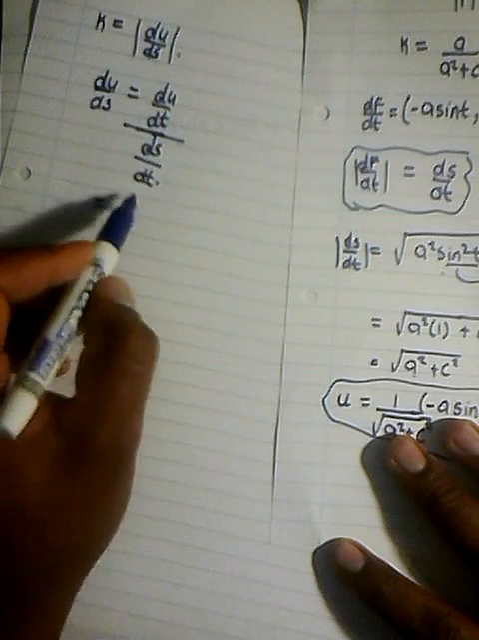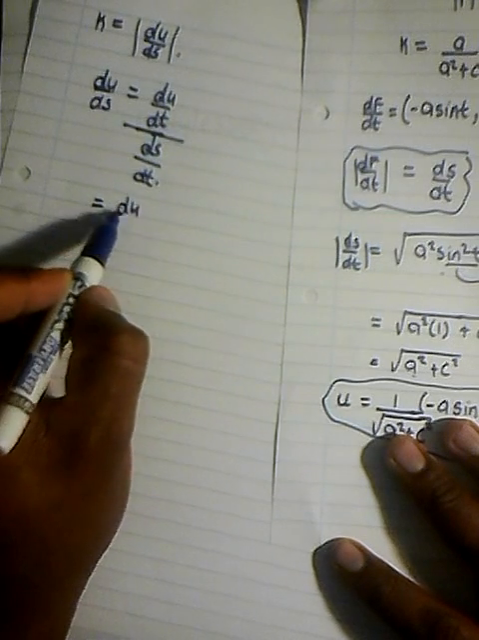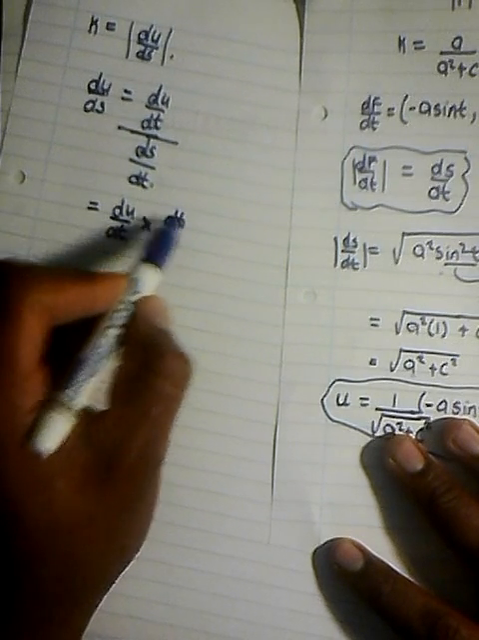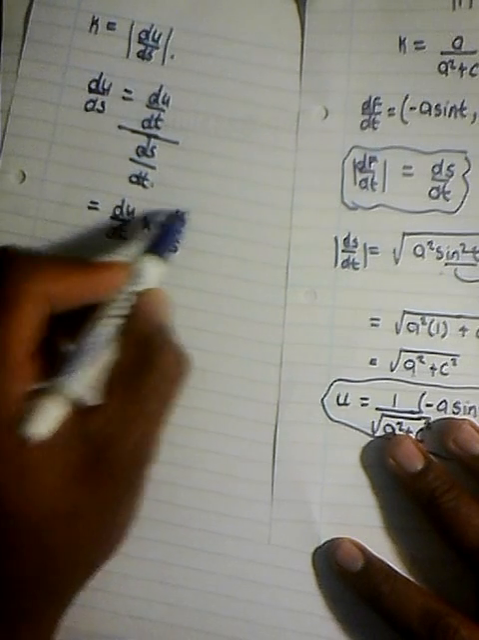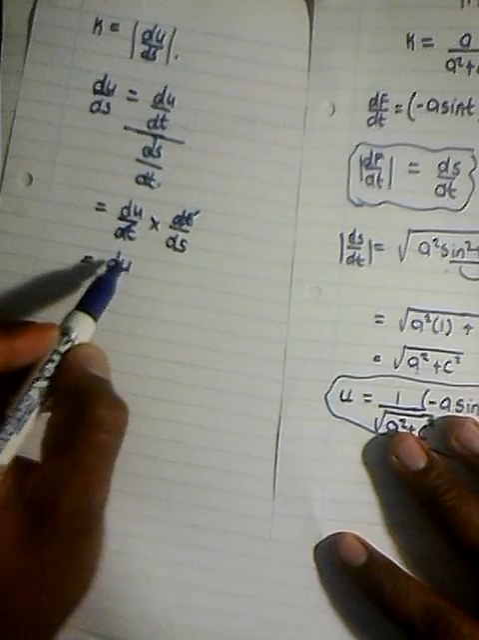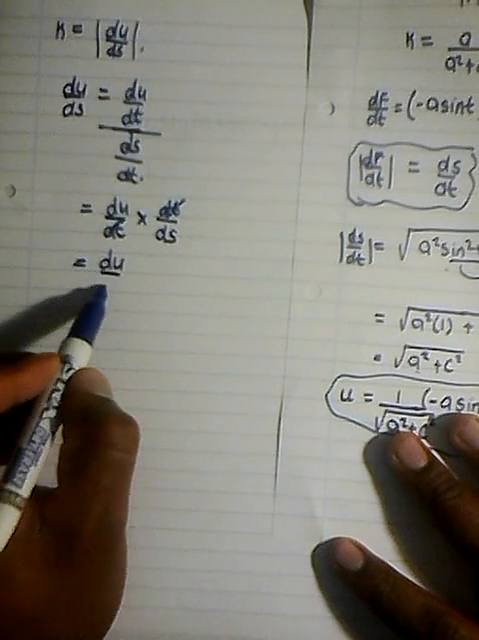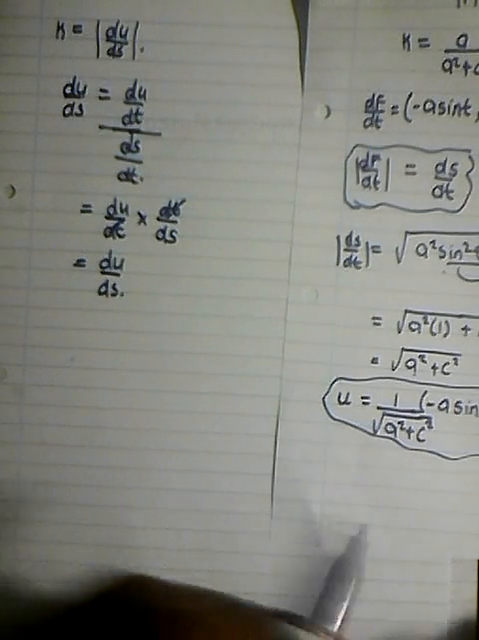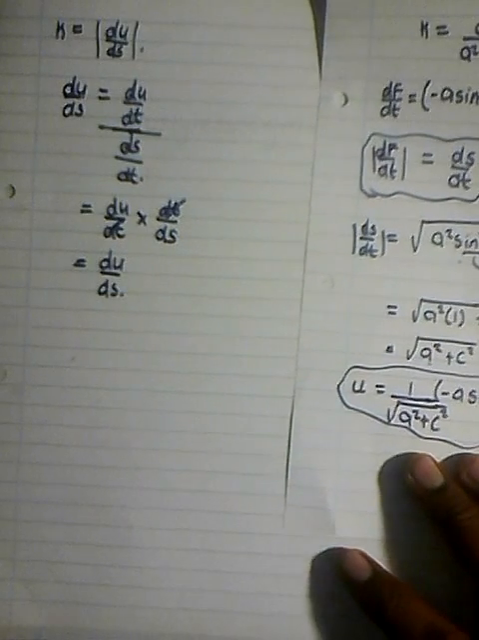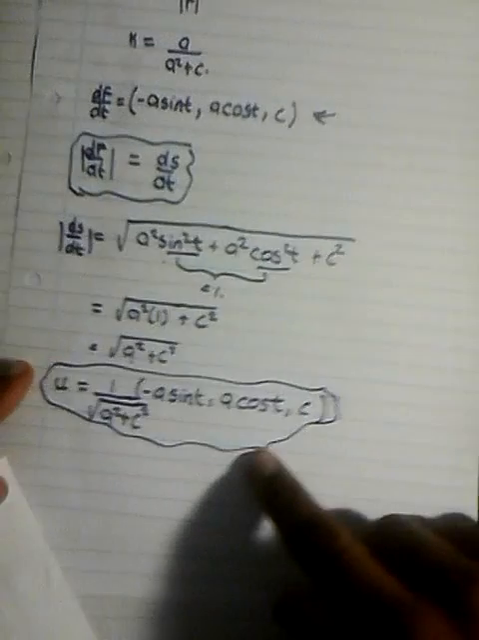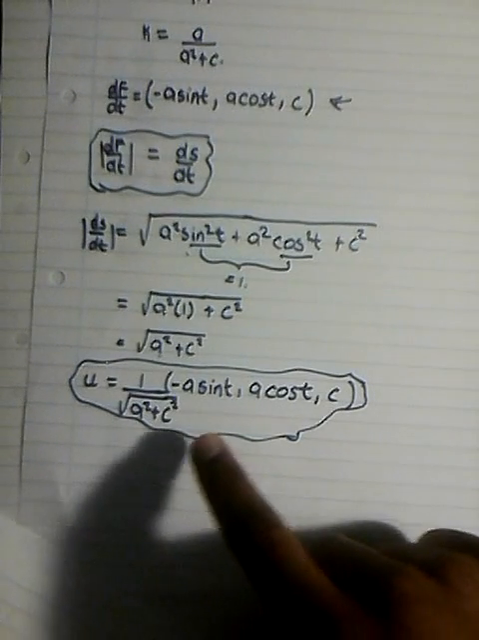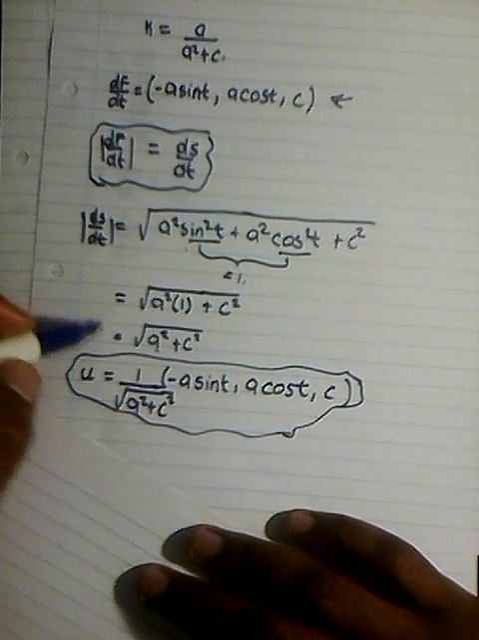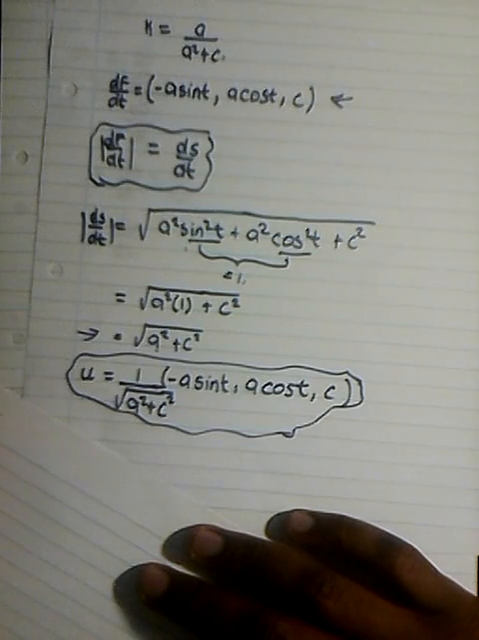If we solve this out, we have du/dt, and then flipping the fraction we get dt/ds, and the dt cancels out, and we get du/ds. So this is it. From what we have here, our u, we're going to take the first derivative of u to have du/dt. We know that we already have ds/dt.